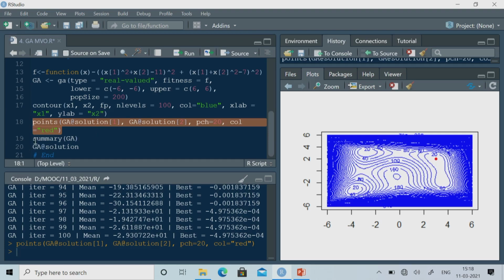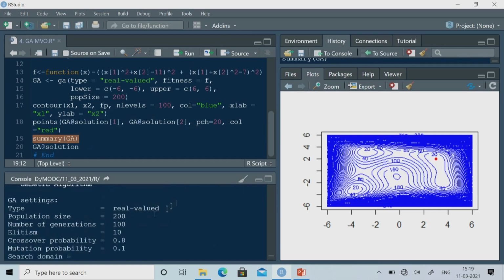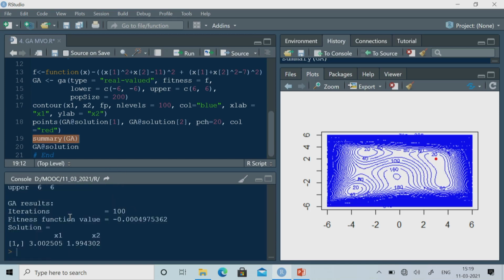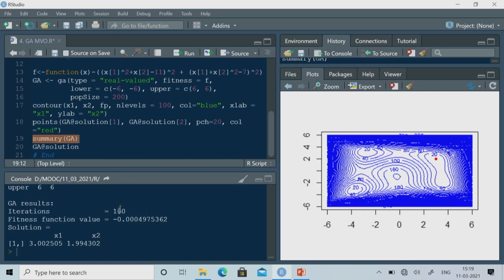Okay. So, then I can see the summary of the GA solution. This is the summary, and you can see that I have used real value, population size is 200, iteration is 100, number of generation is 100, elitism is 10, and crossover probability I did not change. So, this is 0.1, 0.8 and 0.1. And the solution, so this is the upper bound and lower bound of x1 and x2, minus 6 and 6, minus 6 and 6 for x1 and x2, and you are getting the solution. So, it is not exactly 0, but it is around 10 to the power minus 3.